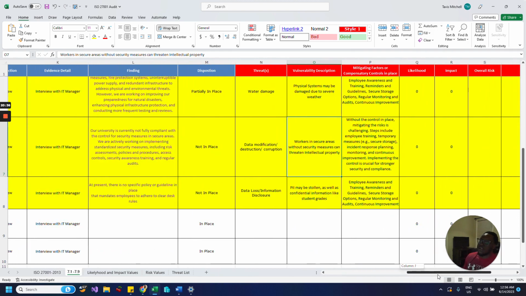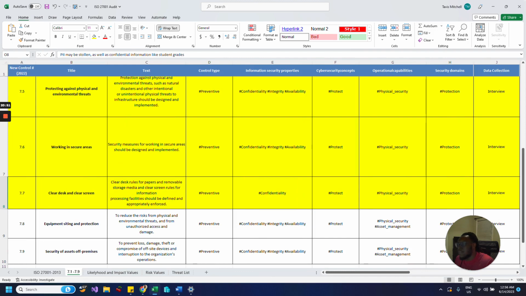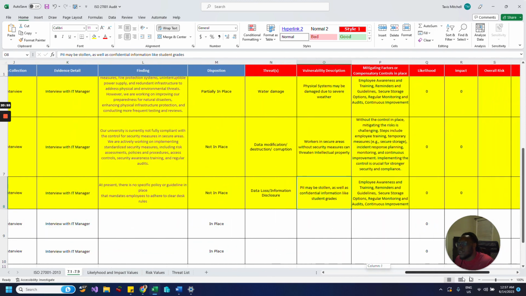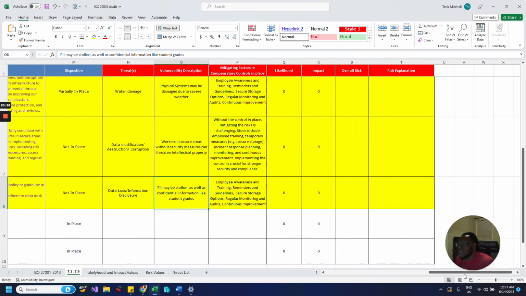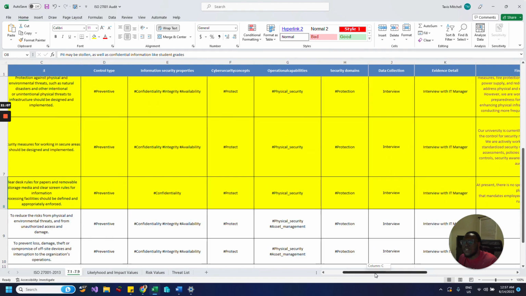Like I said, they pretty much mitigate all of this through their employee training, because they don't have it in place. Personally identifiable information may be stolen, as well as confidential information like student grades. You need to have that in place, because if you have a USB drive with the test answers on it at Duke University and a student picks it up, he has the answers now and gives them to the whole class, and everybody has an A.